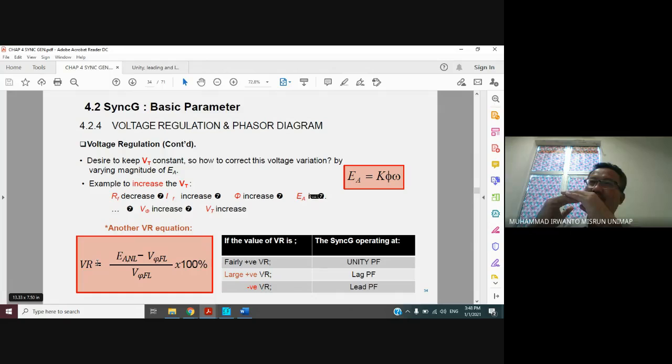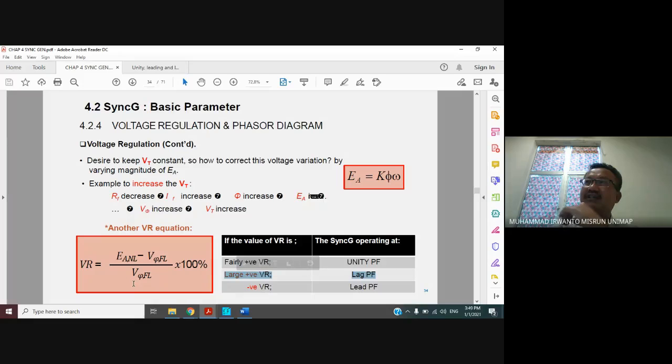Lagging means the internal generated voltage is higher than the phase voltage or terminal voltage, meaning EA minus V phase has a positive value. So for the lagging case, VR is positive.